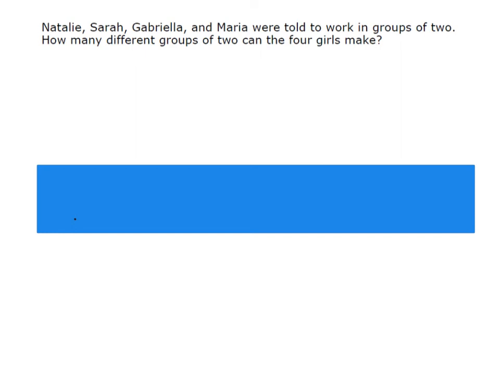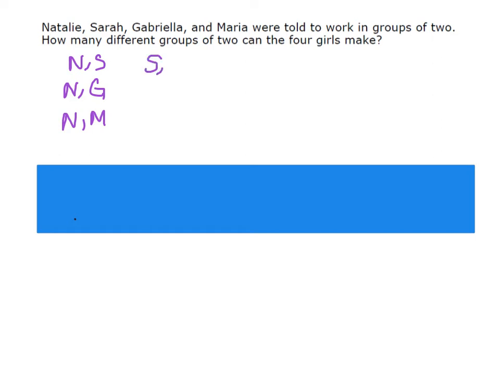So for number 5, you're not actually finding the probability of a certain event. We just want to know how many groups of 2 can the Forest Girls make. So really this is just the beginning part of finding a probability. I just need to create the sample space. That would give me the total amount of outcomes. So Natalie could pair with Sarah, Natalie could pair with Gabriella, and Natalie could partner with Maria.